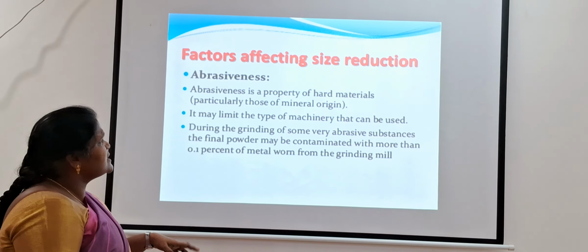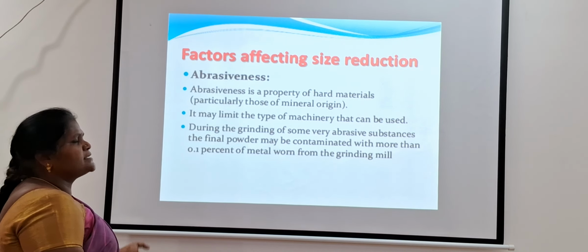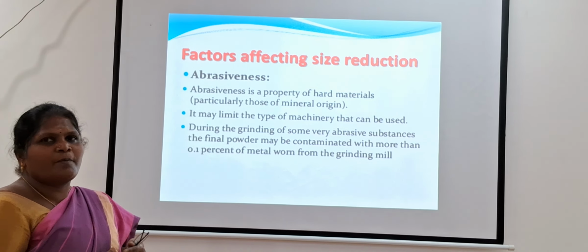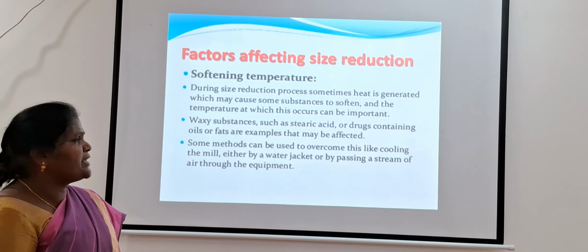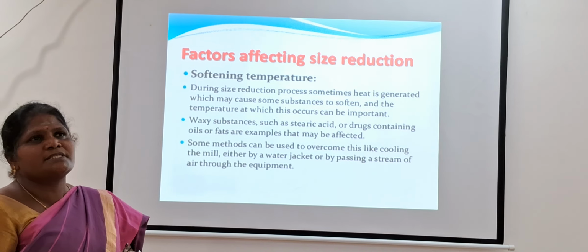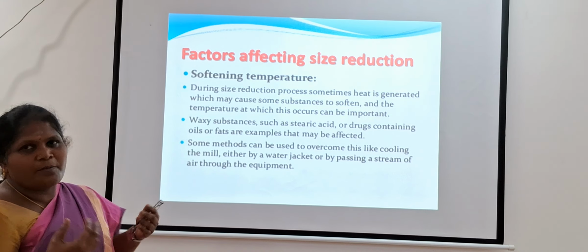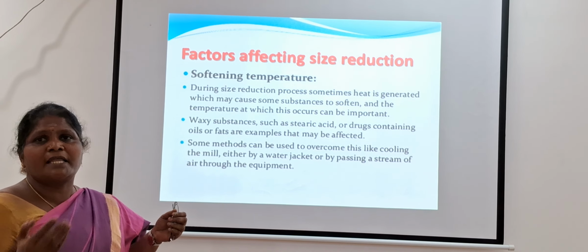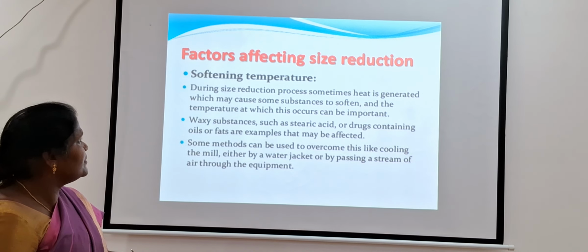And then abrasiveness is a property of hard material. When the surface of the particles is rough, reducing the particle size is very tough. Next one is the softening temperature. If we use mills, the rubbing action between the rollers or mills produces heat due to some reactions. The heat sometimes reduces the action of the active medicaments.